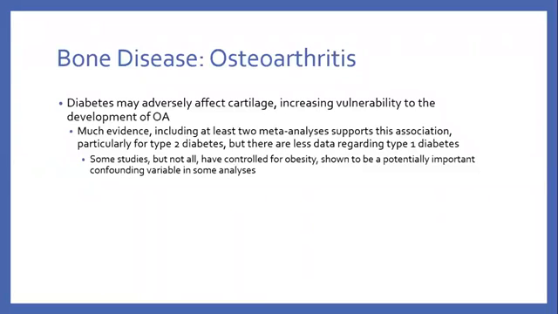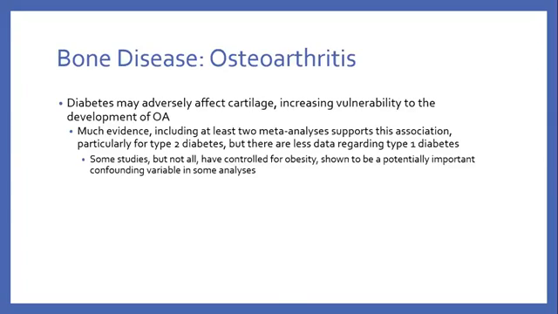When diabetes manifests in the bone, we have to talk about osteoarthritis. So diabetes may adversely affect cartilage, increasing the vulnerability to the development of osteoarthritis. There is evidence, including at least 2 meta-analyses supporting this association, particularly for type 2 diabetes, and there is less data regarding type 1 diabetes.